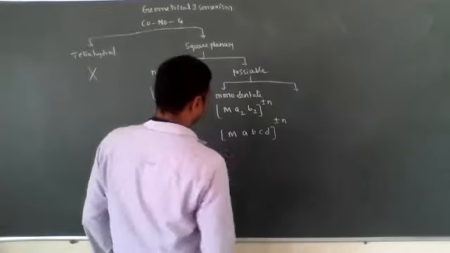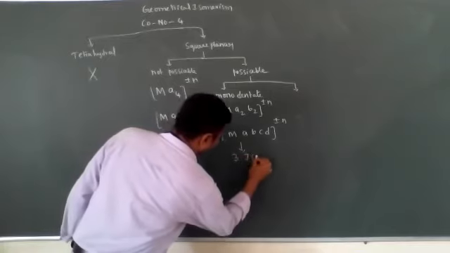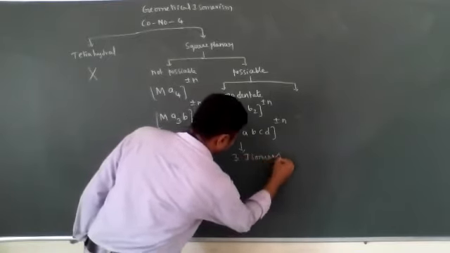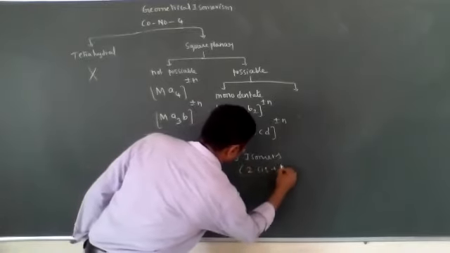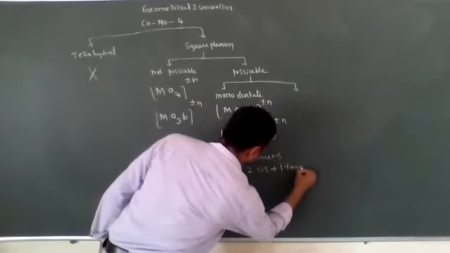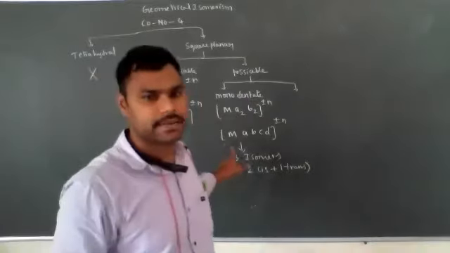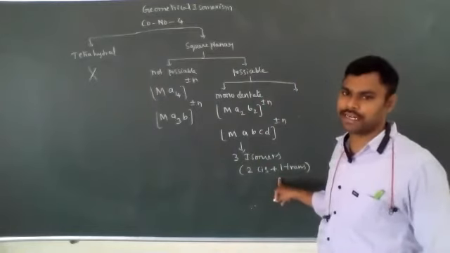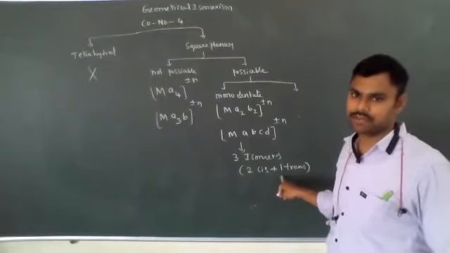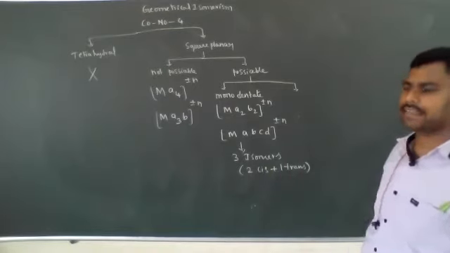In square planar complexes, 3 isomers are present. Out of the 3, 2 are cis plus 1 trans form is present. It is very important, ma'am. So MABCD with square planar complex compound shows how many geometrical isomers? 3 geometrical isomers are possible. Out of the 3, 2 are cis, 1 is trans.